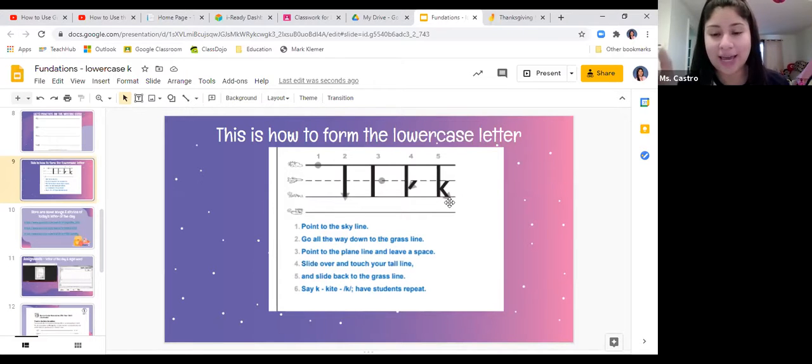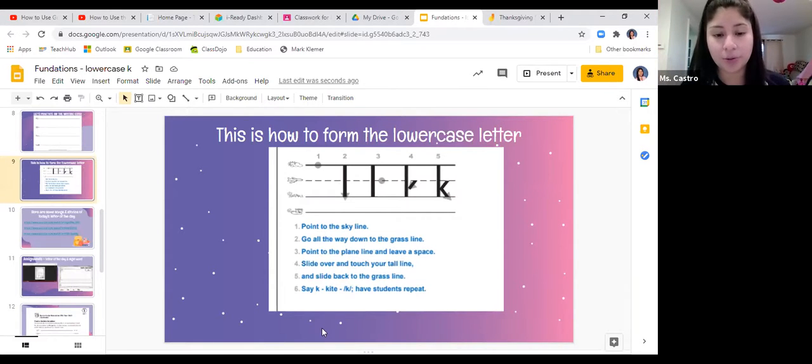So for the lowercase k, when you're sliding in from the plane line, don't touch the skyline, because if you touch the skyline, you're making the uppercase k. So families, if your child needs help forming the lowercase k, highly recommend using that yellow highlighter, okay? Lowercase k can be a little tough because although the children know how to form it, sometimes by mistake they go and they touch the skyline, but skyline would mean that it's an uppercase letter. So not uppercase, it has to be lowercase, boys and girls, okay?